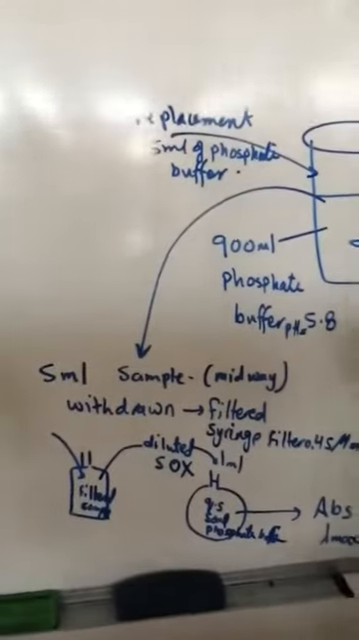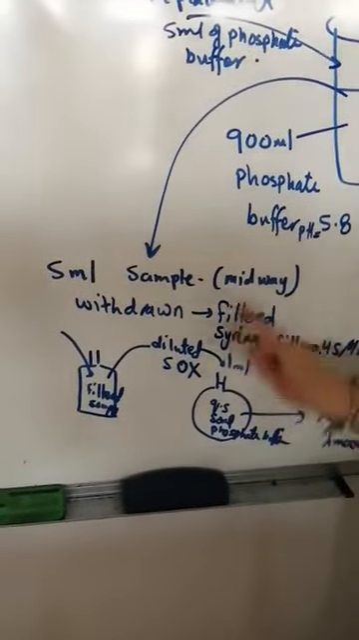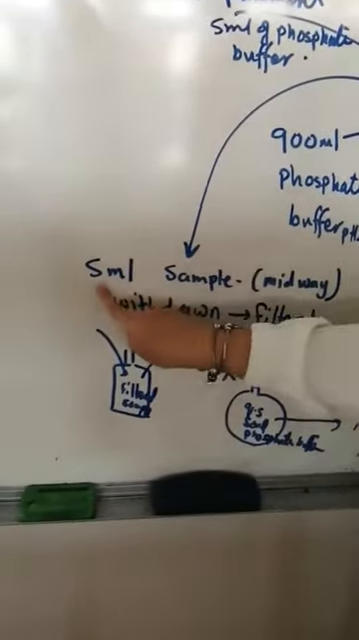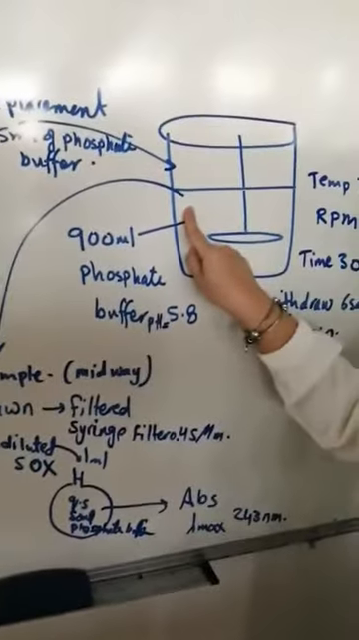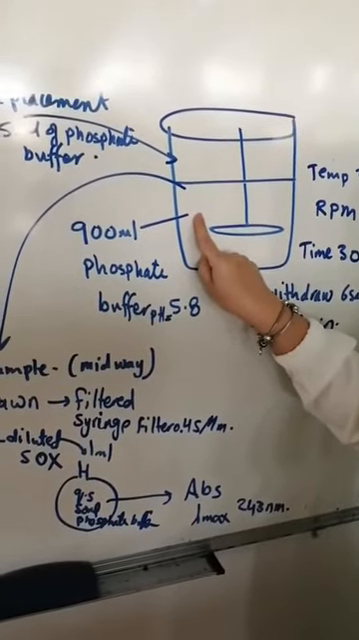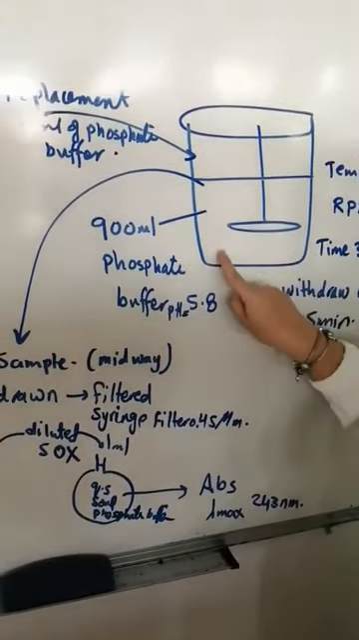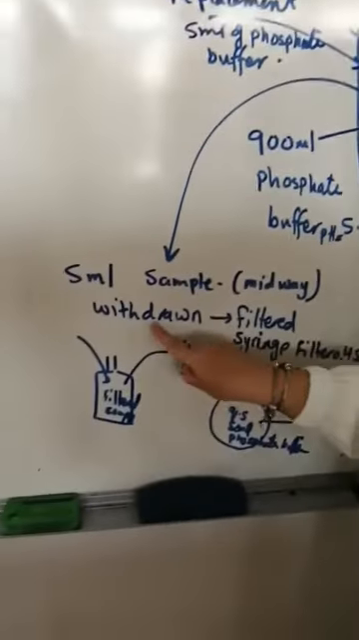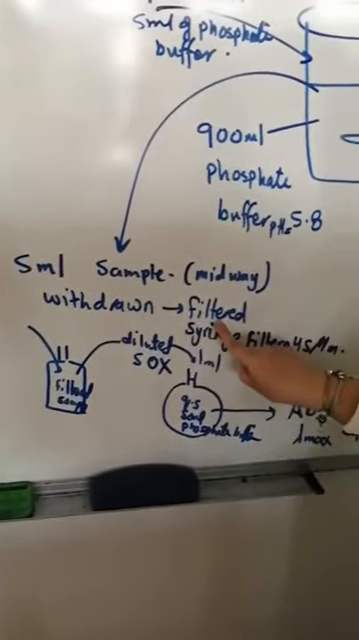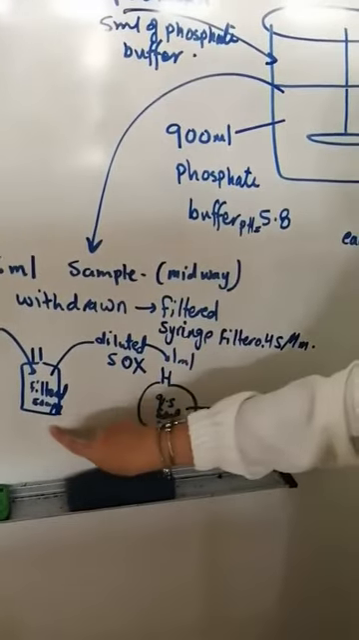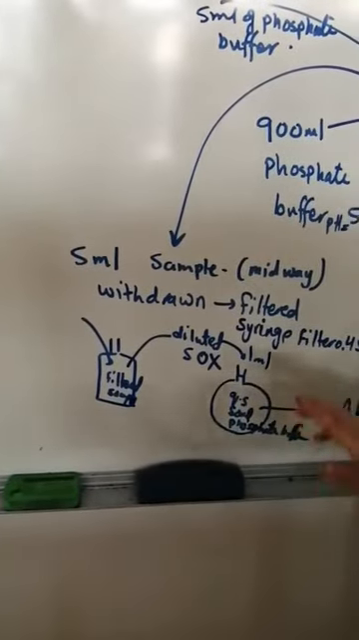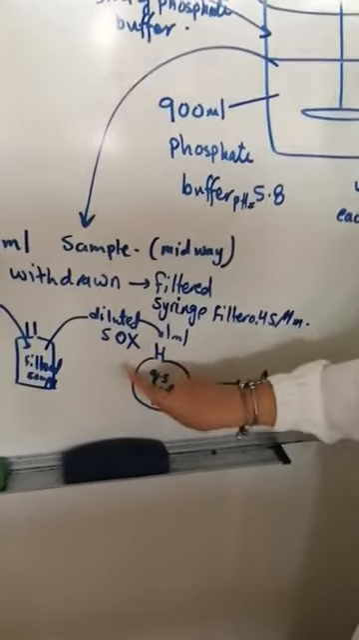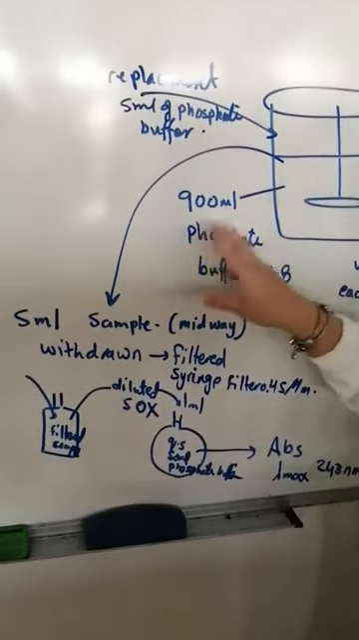So we will use syringes to withdraw our sample. Each time the sample will be 5 ml using a syringe. The sample is withdrawn from the midpoint, not from the top, not from the bottom. After withdrawing at 5 minutes, it will be filtered using a syringe filter and collected in a small bottle. In order to get accurate results, we need to do dilution using the same phosphate buffer.